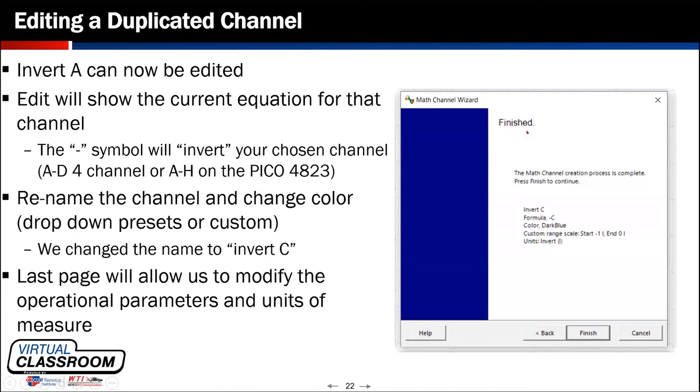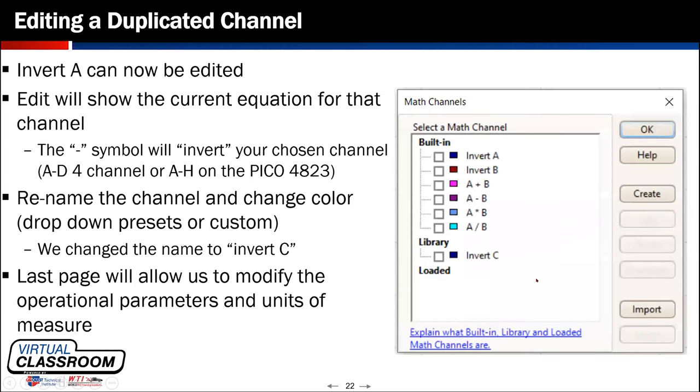And at the end it says, okay, here's what you've accomplished. The math channels process is complete. You are going to invert C. Your formula is a negative C. You chose dark blue as a color, on, and then poof. When I'm done, you can now see that in my math channels, in my custom library, I now have an option to invert channel C.